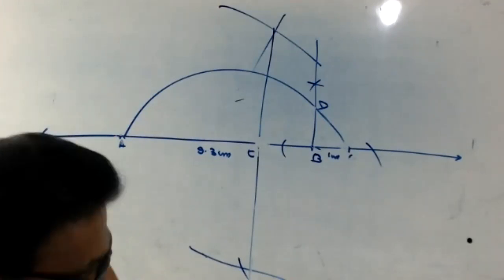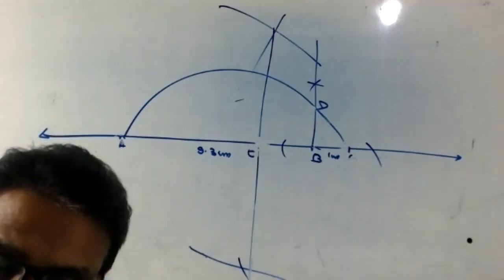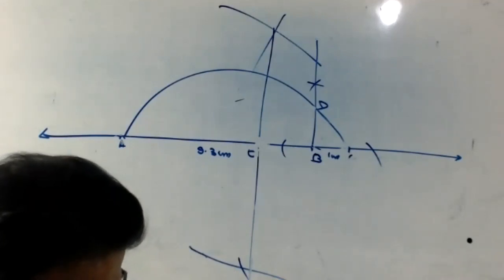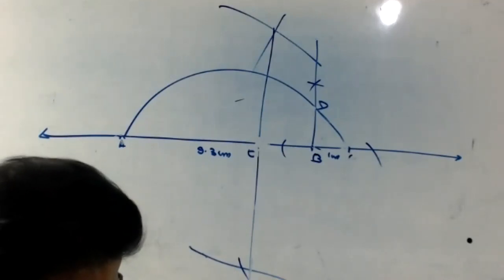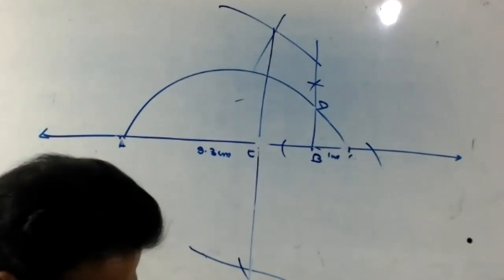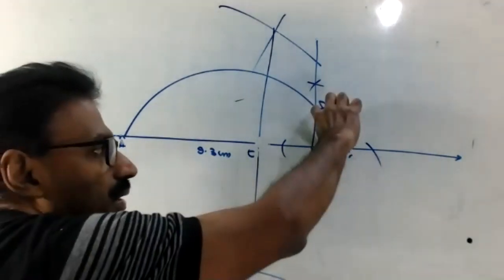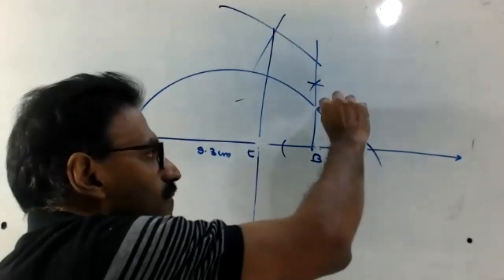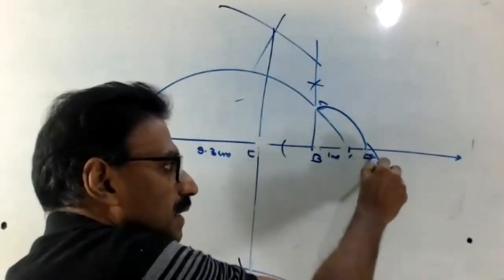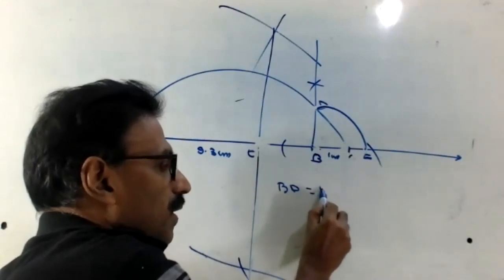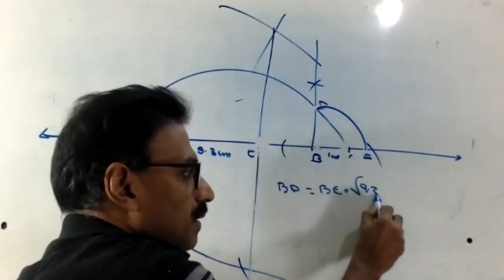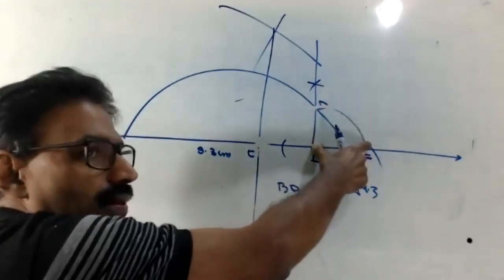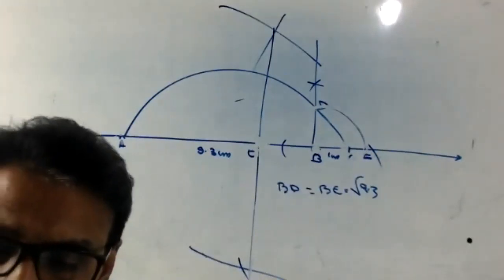Okay, then next. Last line. Taking B as center, BD as radius, take this length and draw like this. So here this point is E. So we can say BD equal to BE equal to root of 9.3. Mark it with the compass like this: BD equal to BE equal to root 9.3.